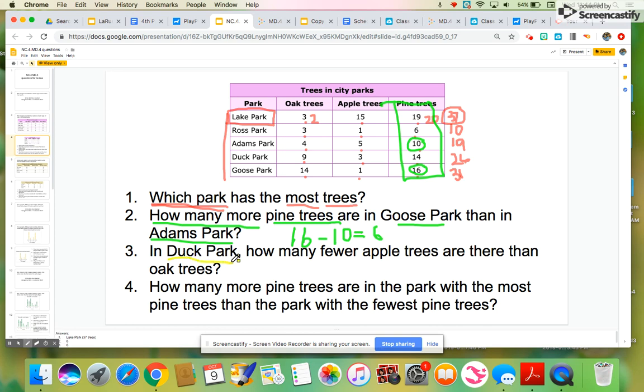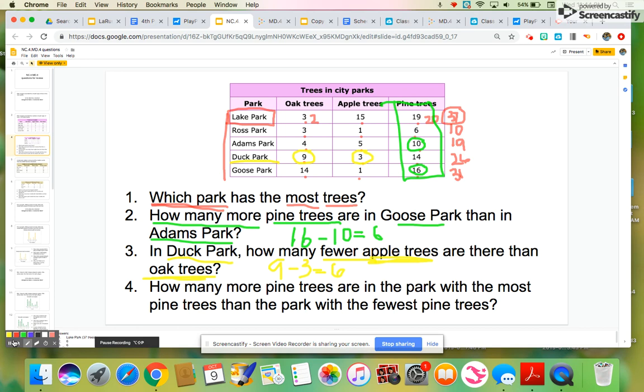Okay, looking at question number 3. In Duck Park, so I know I'm looking at this specific park, Duck Park, how many fewer, that means less, so we're going to subtract, how many fewer apple trees, so I'm just looking at apple trees, are there than oak trees. So in Duck Park, I want to look at just the apple trees in Duck Park, which is here 3, and the oak trees, which is 9. If I want to know how many fewer apple trees there are than oak trees, I need to subtract again. So I'm going to do 9 take away 3 equals 6. So there are 6 fewer.